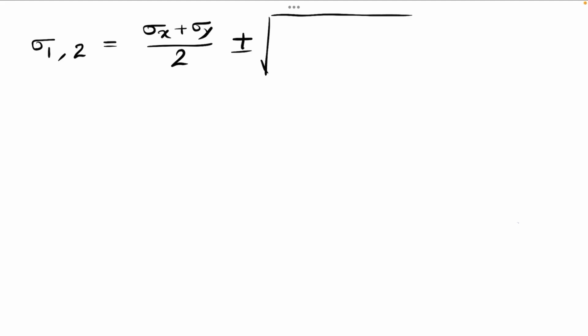So sigma 1 will be our maximum principal stress and sigma 2 will be our minimum principal stress, and the general equation is sigma x plus sigma y divided by 2 plus or minus. If I substitute plus, then you will get the maximum, otherwise the minimum. Square root of sigma x minus sigma y by 2 the whole square plus tau xy square.